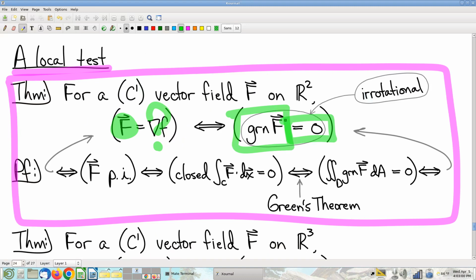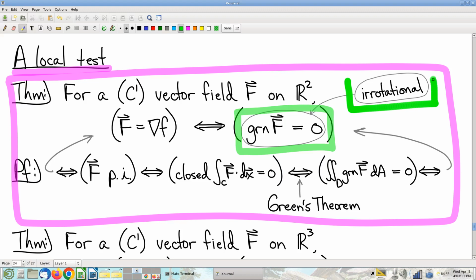Very convenient. Okay, now real quick, I want to talk about terminology a little bit. This property of Green's operator being 0 is sometimes called, the vector field is irrotational. I think this is a great term. This is highly descriptive of the property it's being used for. Let me talk you through it. Let's think about Green's operator. What is Green's operator? Circulation density. That was our first point of view on Green's operator.